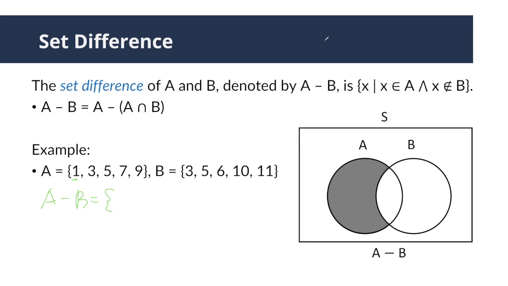If it's also in B, we remove it from the set. Okay? 1 is in A, and it's not in B, so we can write 1 here. 3 is in A, but it's in B, so by definition, it should not be in the set A set minus B. 5, no. 7, in A, but not in B. 9, in A, but not in B. That's it. This is A set minus B.